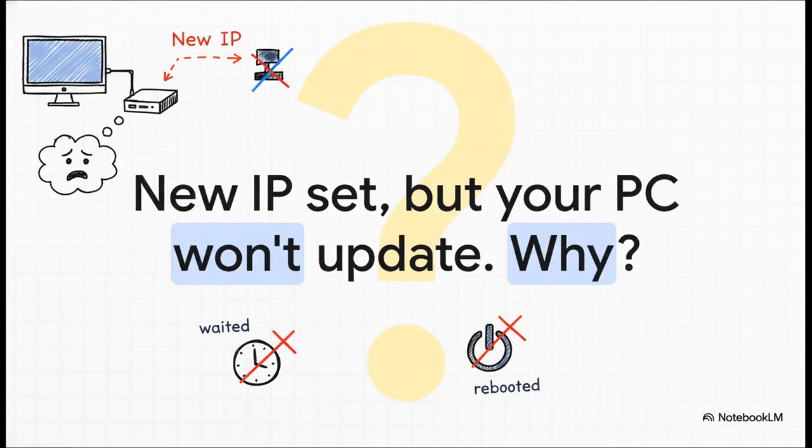Okay, so here's the scenario, and you've probably lived it. You log into your router's settings, you find your PC, and you assign it a nice, clean, static IP. Let's say 192.168.0.63. But your computer? Nope. It is stubbornly clinging to its old address. Maybe something random like 192.168.0.99. You've tried rebooting, you've tried waiting, and nothing. It just will not take the hint.